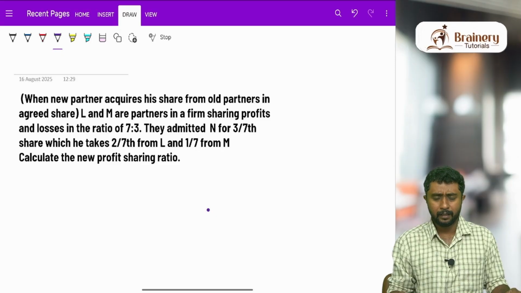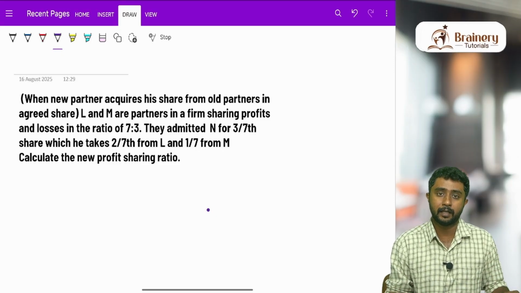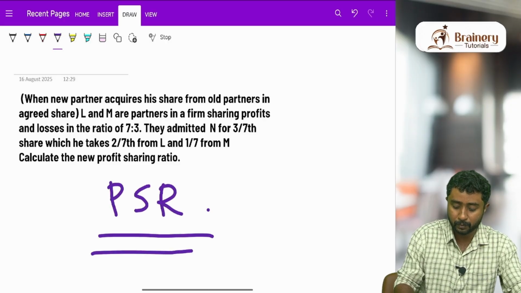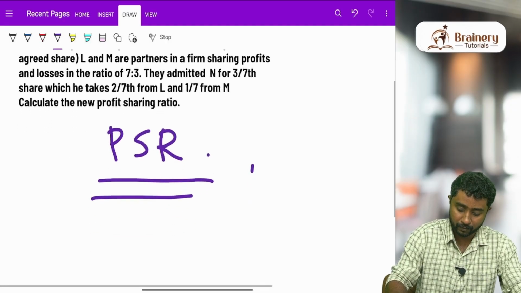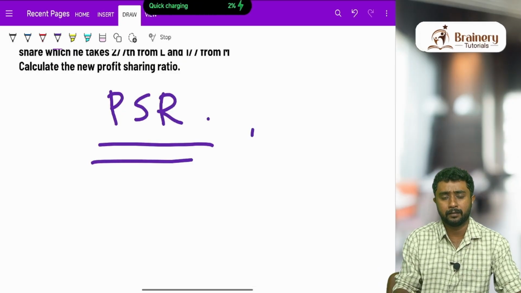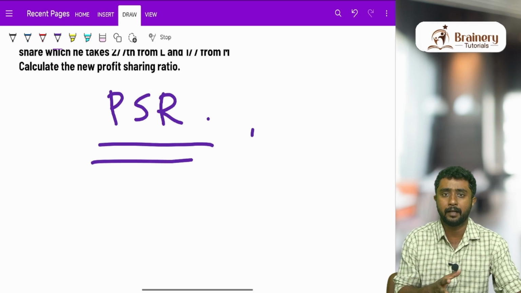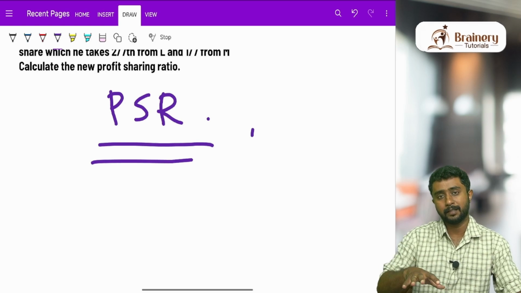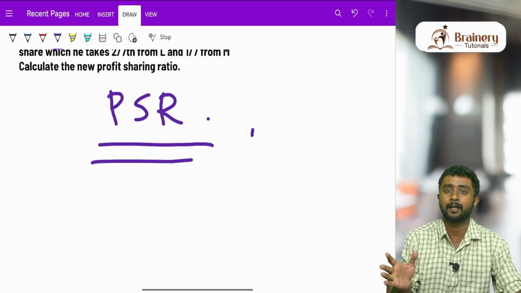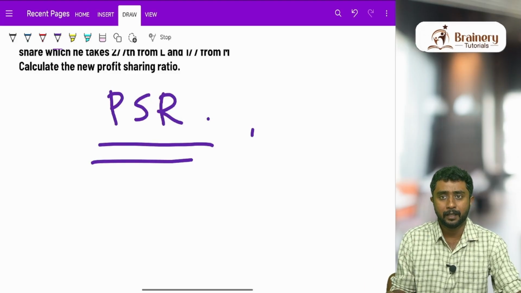So as an outline, first of all, what is a profit sharing ratio? All of us know, profit sharing ratio is a ratio in which 2 or 3 partners, or more than 3 partners, decide to share the profits in some kind of proportion or arrangement. In some way they are planning to split the profit in that particular ratio.